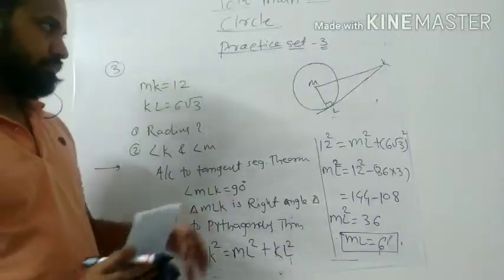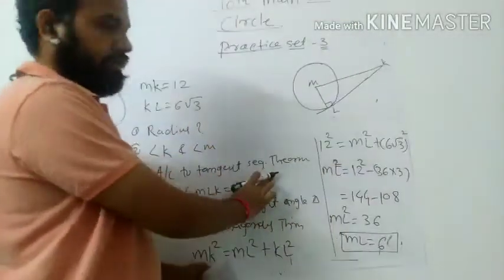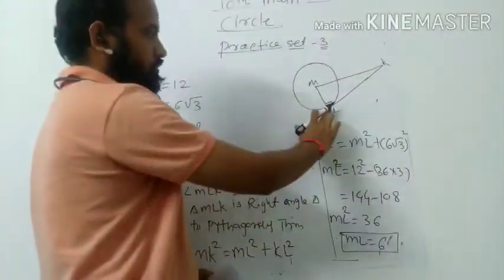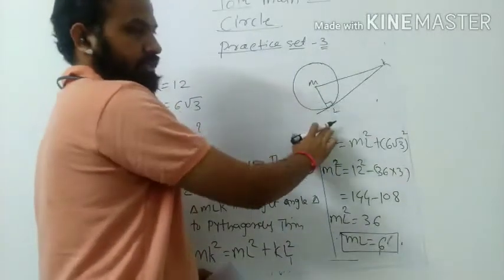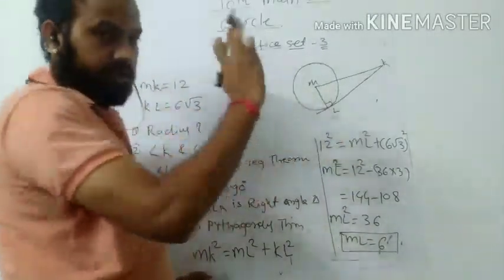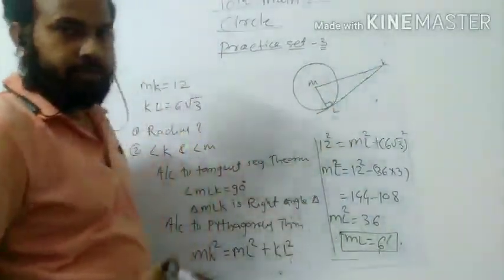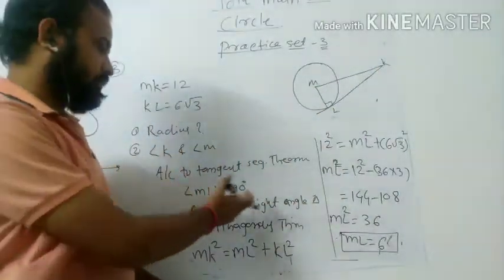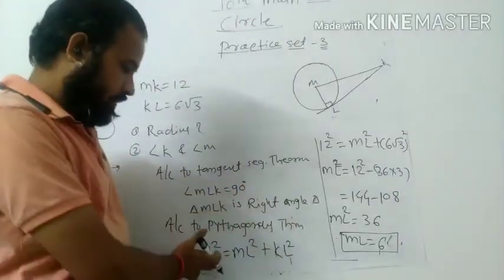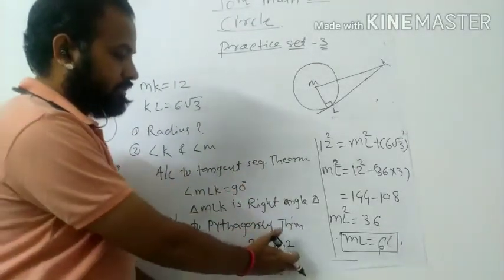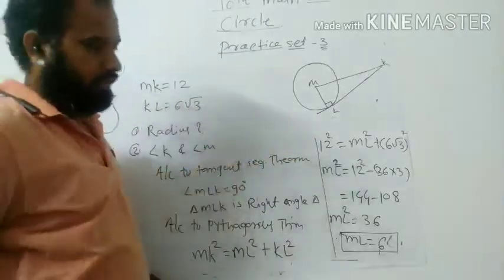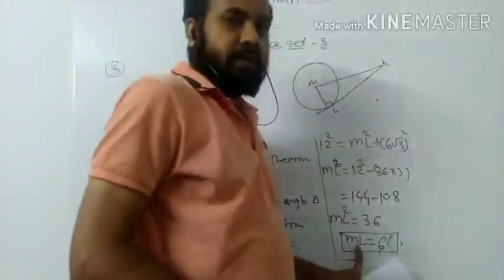So simply, firstly I have to use the tangent segment theorem, and accordingly prove that this angle L is 90 degrees, so this triangle MLK is a right angle triangle, and accordingly I will use the Pythagoras theorem here. MK square equal to ML square plus KL square. All these values are given. After simplification I will get ML as 6 units.